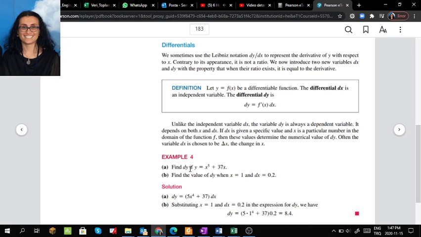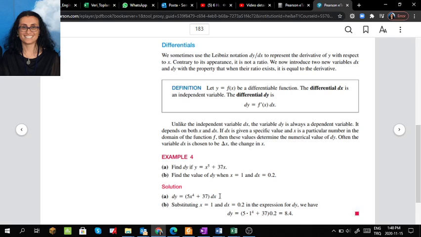It says find dy if y is equal to x to the 5th power plus 37x, and b, find the value of dy when x is equal to 1 and dx is equal to 0.2. So what you do is you just apply the formula. f is here, x to the 5th power plus 37x, and dy is going to be the derivative times dx. Take the derivative of this, apply the power rule, 5x to the 4 plus 37. Okay, this is the derivative of f times dx.